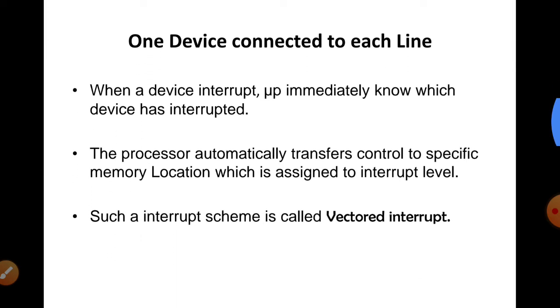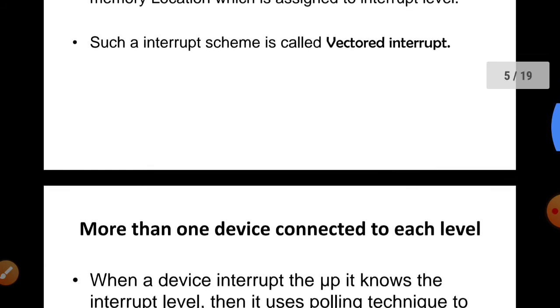But if one device is connected to each line, and that device is going to interrupt the process of the microprocessor, there is no need of polling. Immediately the processor comes to know that through this line the device has interrupted. So, concerning that line, there will be a certain subroutine program that will be executed automatically by the microprocessor. Such a type of interrupt scheme is known as vectored interrupt.